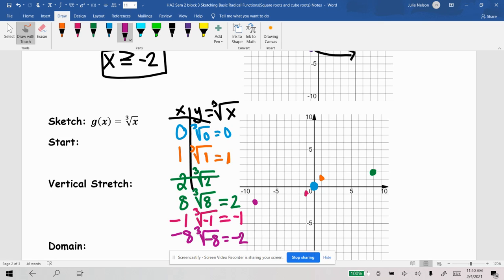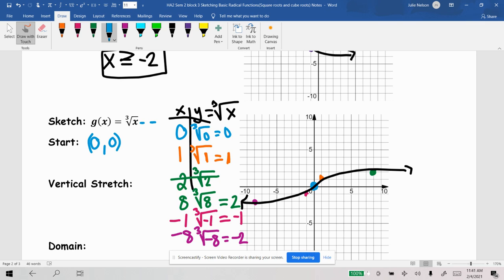And this right here is your basic, or what we call our parent graph of a cube root function. It kind of looks like this stretched out S, okay? And so our starting point is just like our square root functions. It's always the opposite of the inside. Keep the outside, but there is no number inside and no number outside. So in this case, it's (0, 0).